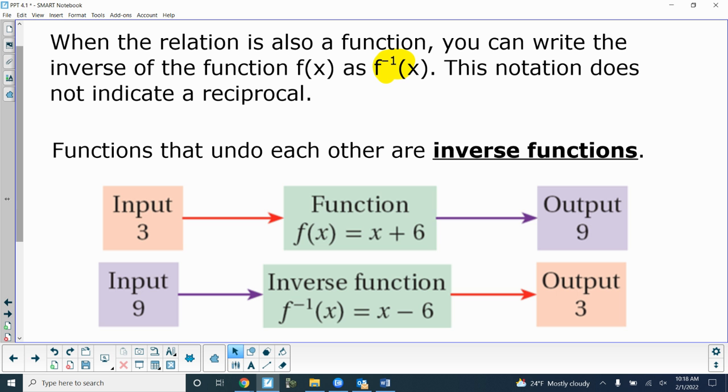So basically, all we're going to do today, when we have a function and we want to find its inverse, is switch the x and the y and solve for the y.